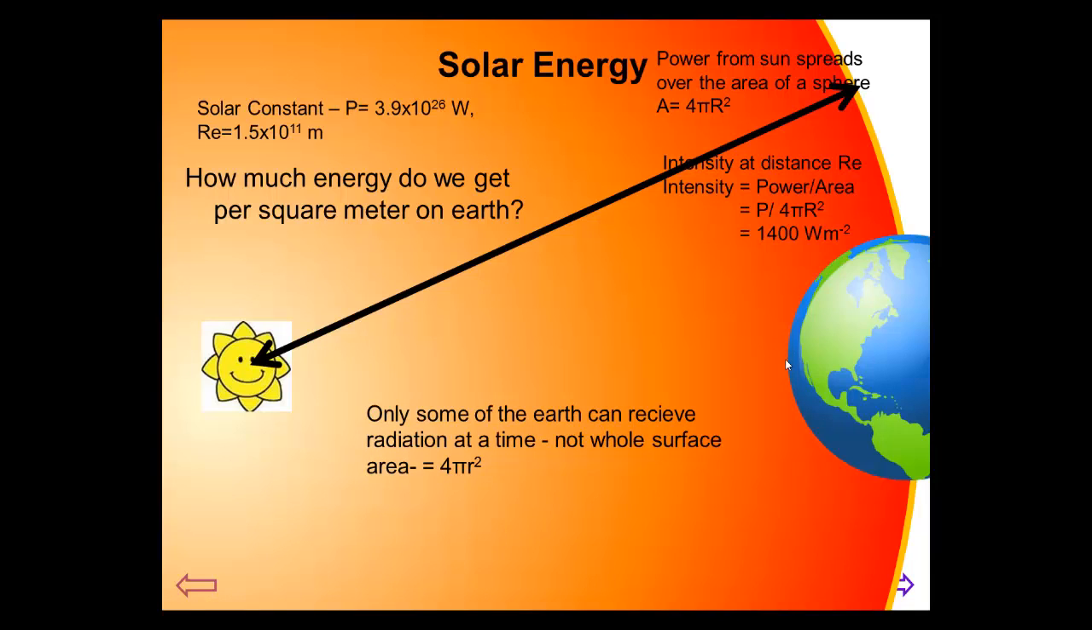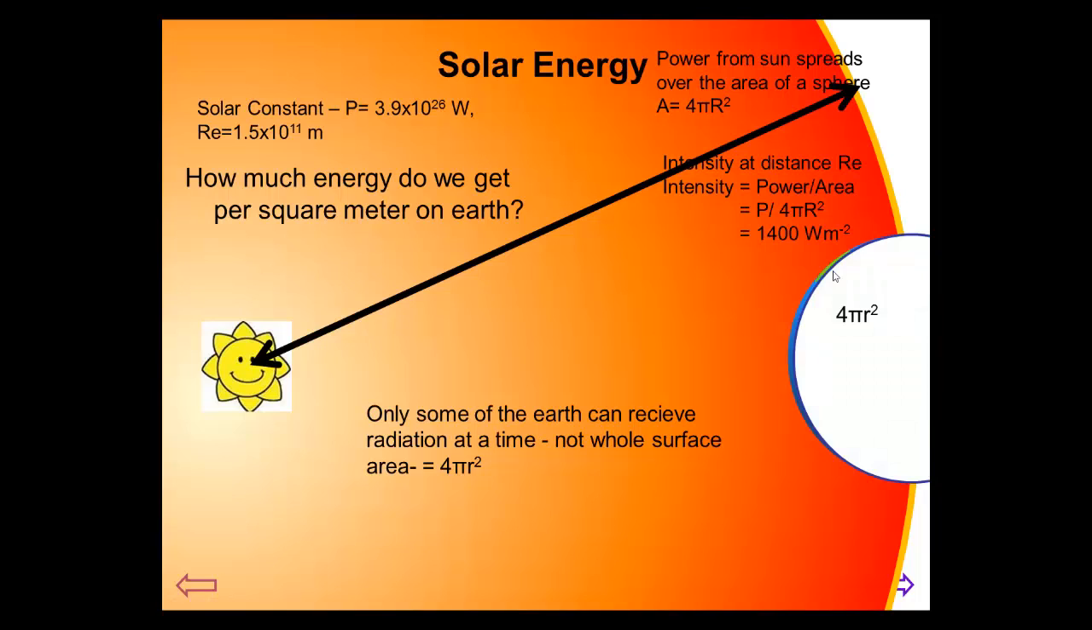However, this is not for the whole surface of the Earth. Only some of the Earth can receive radiation at a time, not the whole surface area, because the whole surface area is 4 pi r squared. The bit which is on the dark side of the Earth is of course receiving nothing at that time. And 1400 watts is a maximum per unit area. If we're near the North Pole, then it's going to be much less. The beam of light, that beam radiation, is going to be spread over a much larger area, so the power per unit area will be less.